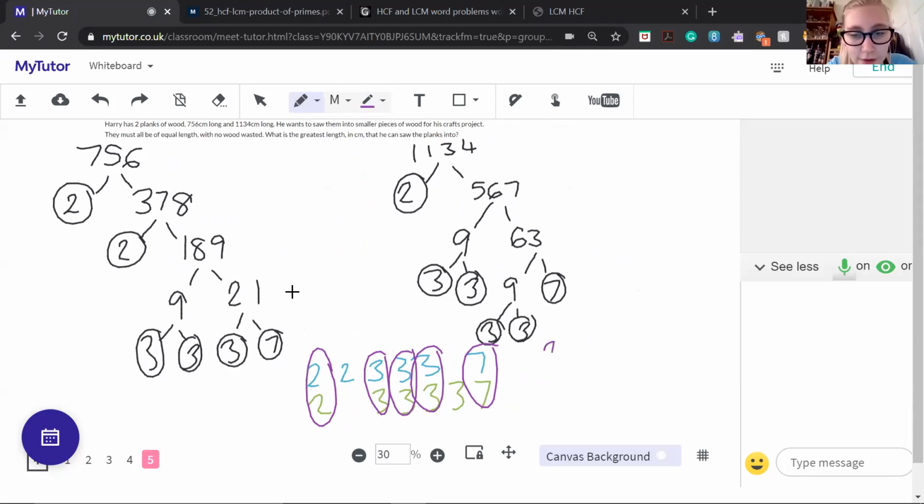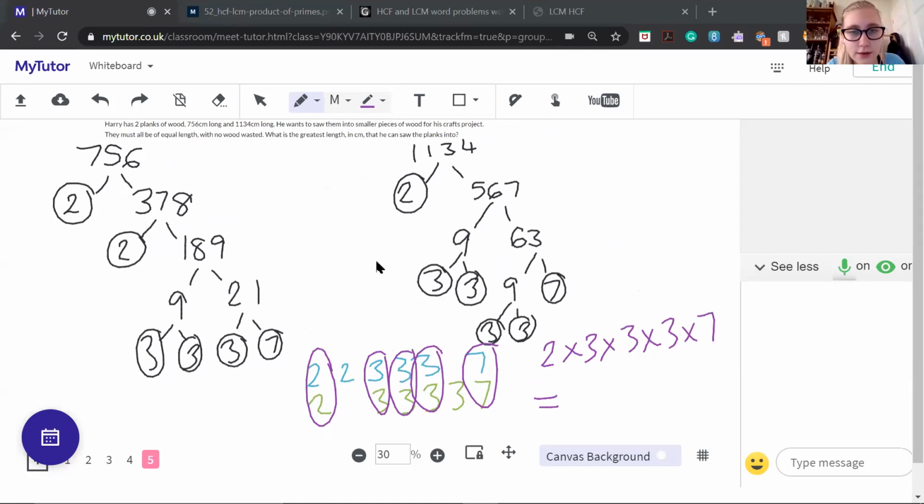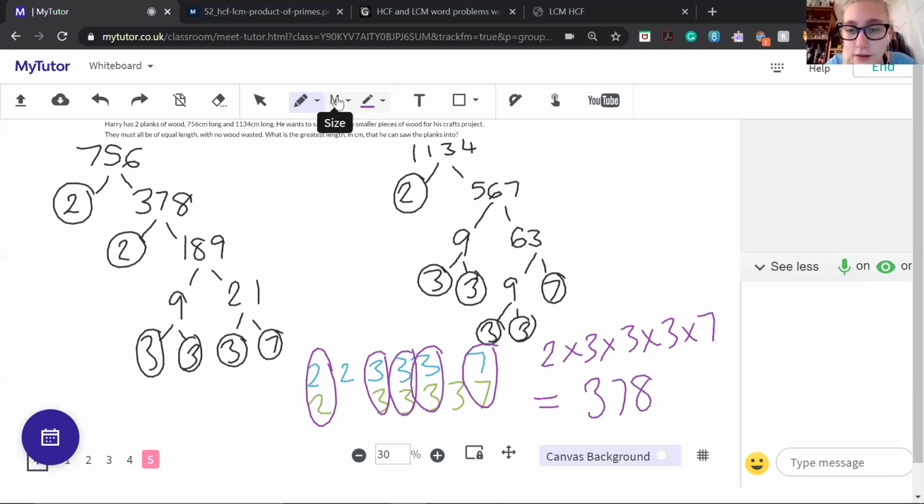So we have 2 times 3 times 3 times 3 times 7, because those are all of the things that they share. So we're allowed to do this. And that is going to give us 378. So we can chop these bits of wood into chunks of 378 and have them all the same.